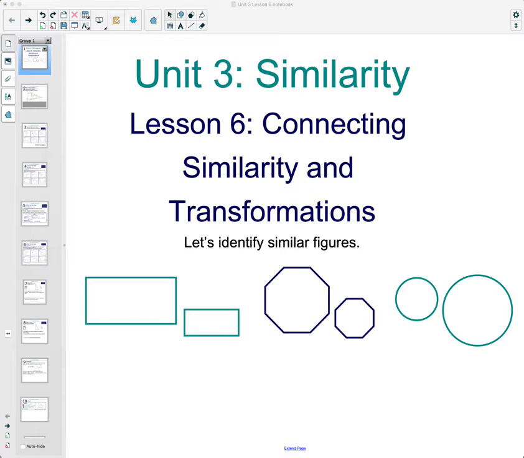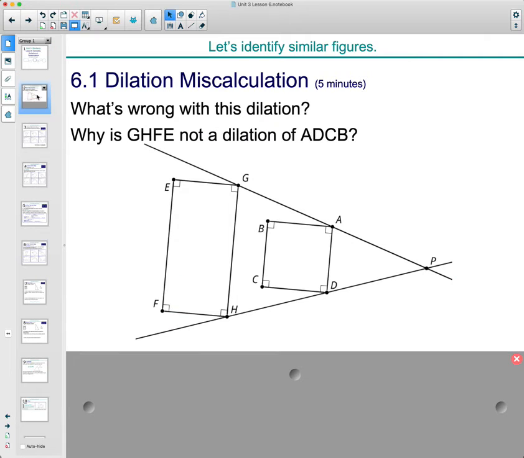In lesson 6, we're going to look at connecting similarity and transformations together. So let's take a look at 6.1, dilation miscalculation. Go ahead, pause the video, take a look at this, and see if you can figure out what's wrong and why GEF is not a dilation of ABCD. Pause the video, check that out, come back.